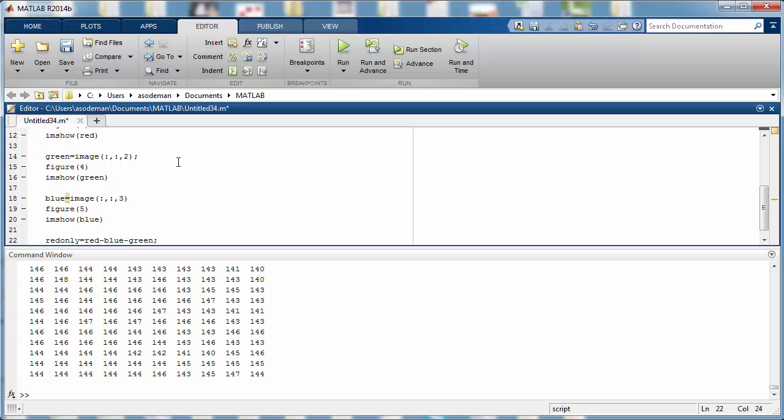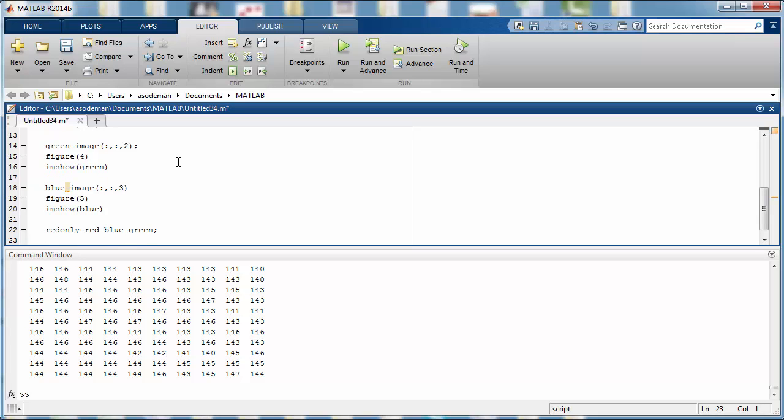Note that the reason why we can do this is because each of these things, red, blue, and green, is a matrix. And you know that we can subtract matrices from each other, we can add them to each other, we can multiply matrices together. This is the fundamental mathematics that underlies all of our image processing. We have these matrices that represent images, and we can perform mathematical operations on these matrices.